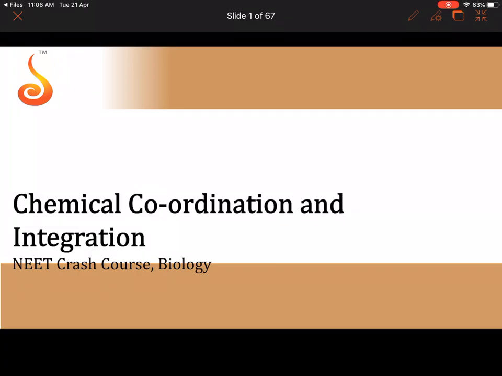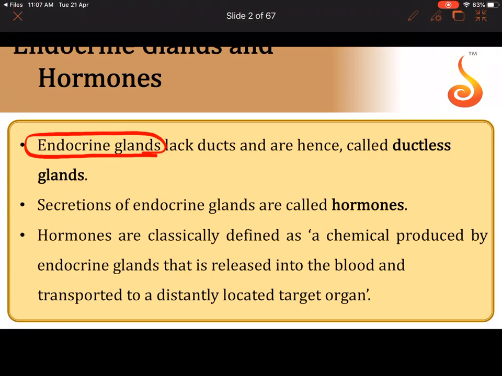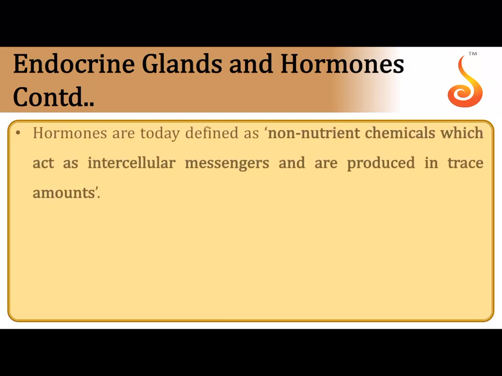Now we will be discussing the synopsis of a chapter called Chemical Coordination and Integration. In chemical coordination and integration, we are mostly going to discuss endocrine glands. As you all are aware, endocrine glands are those glands which do not have ducts and therefore they are called ductless glands. They produce secretions which are called chemical messengers or hormones. As you can see, it is released directly into the bloodstream because these endocrine glands do not have any ducts.